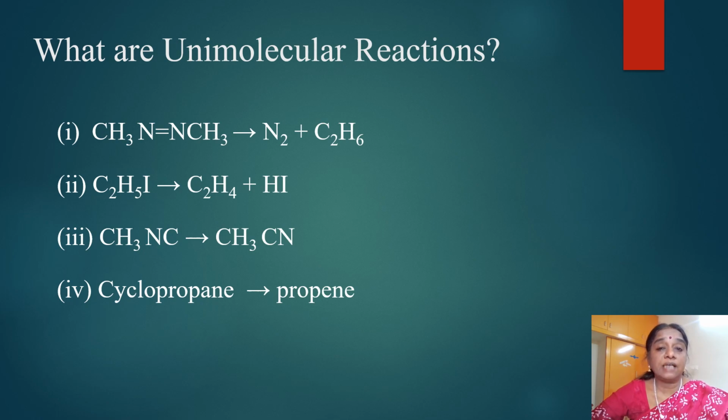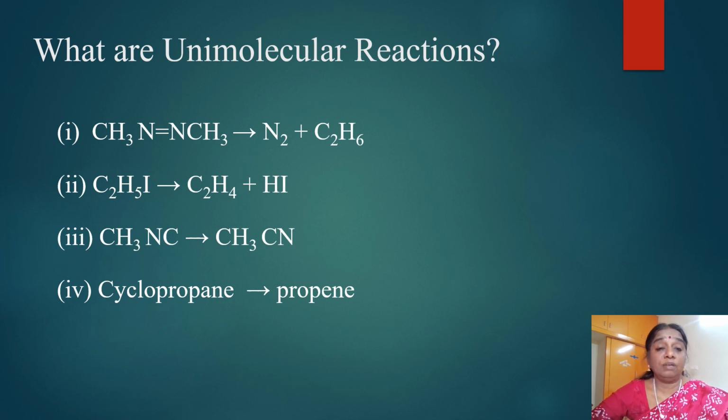To know these ideas, we have to learn about what unimolecular reactions are. Here, some unimolecular reactions are given as examples. The first one is thermal decomposition of azomethane gas at high pressure. Next, we have the decomposition of ethyl iodide, and isomerization reactions are given as examples for unimolecular reactions as third and fourth ones. In all these cases, we come across a single step product formation. These are examples of unimolecular reactions.